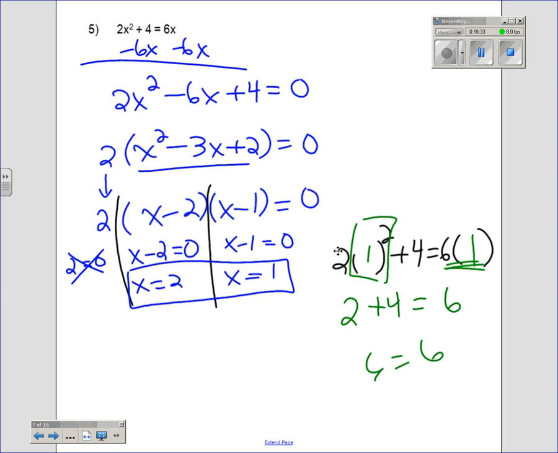Okay? So that's it. Make sure you set the equation equal to 0. You factor completely. You set each factor, wherever there's a variable, equal to 0, and then solve.